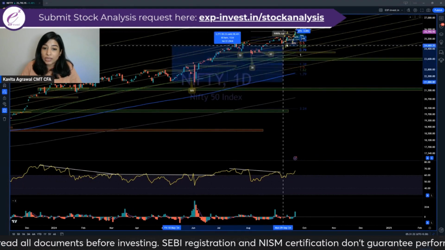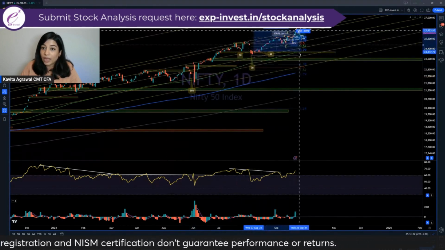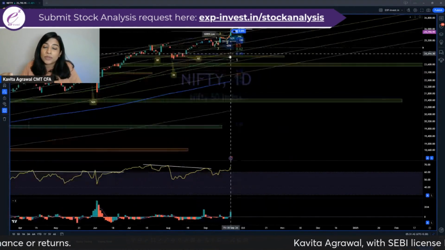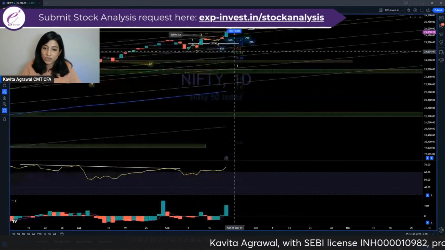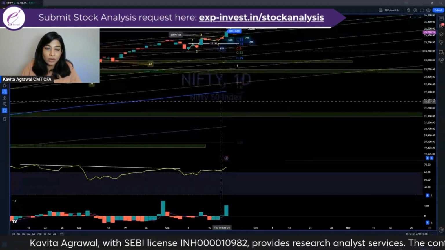So from here, the new rally that has started, I think this was one wave, this is another wave, and there is still a lot left in it, which is going to serve as a very good opportunity for fresh entries for us, right? So this was the Nifty analysis. Now let's move on to other sectoral indices.